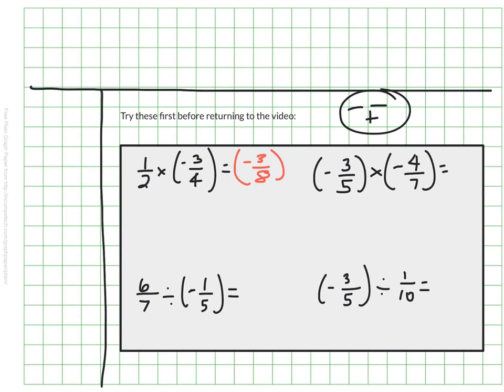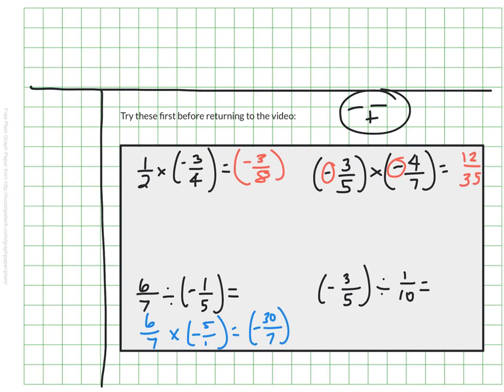On your first one, you should have gotten 3/8, but of course it's a positive times a negative, so it's negative 3/8. The next one was also multiplication, so I just multiplied straight across. 3 times 4 is 12, 5 times 7 is 35. But in this case, we had a negative times a negative, so our answer ended up being positive 12/35.